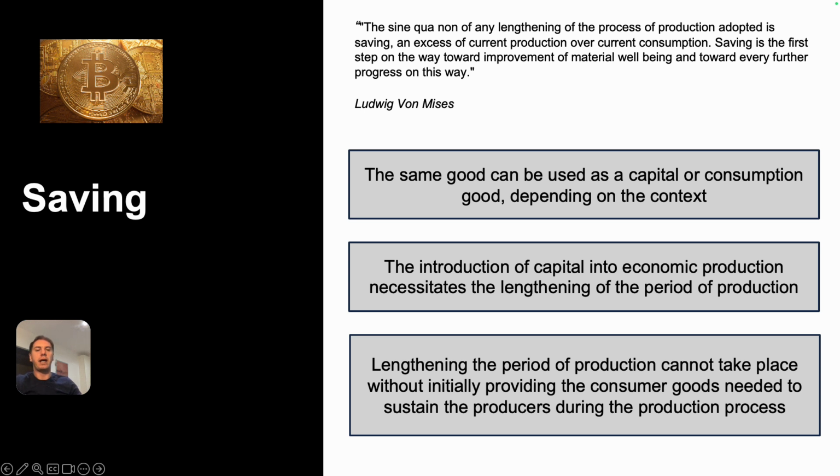The same good can be used as a capital or consumption good depending on the context. For example, a car can be a capital good if it is operated as a taxi, but a consumption good if it is used purely for recreational travel.